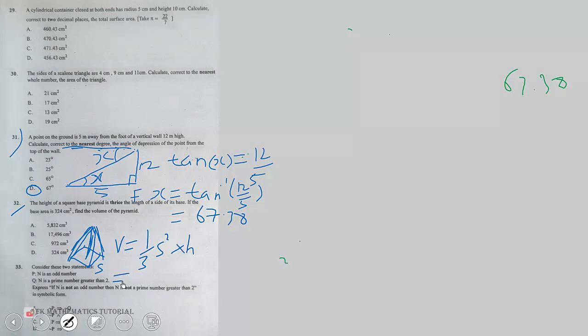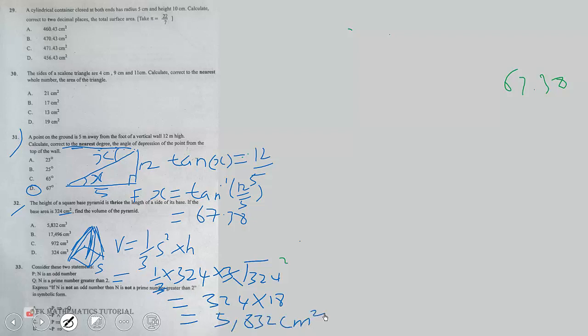We're told that the height is 3 times, so the base area is S square, which is 324 centimeters squared, and this one is 3 times the length of a side. So square root of the 324 will be 18. That will give us, this will go here 3 times, so we are going to get 324 times 18, and that will give us 5,832 centimeters squared. The correct answer is A.